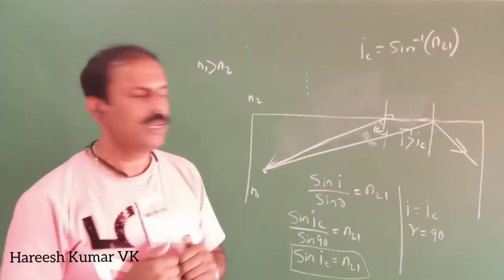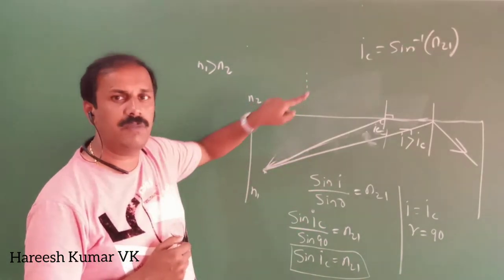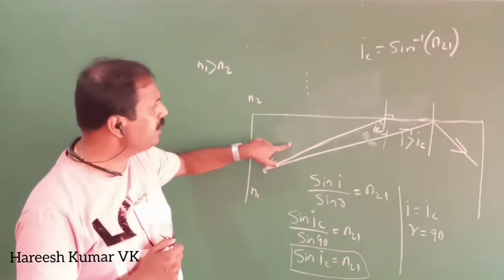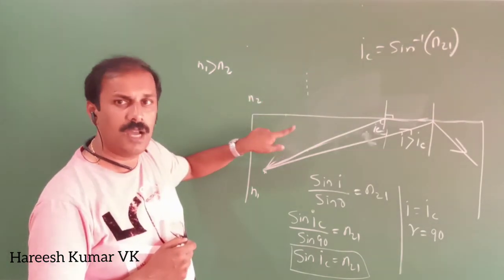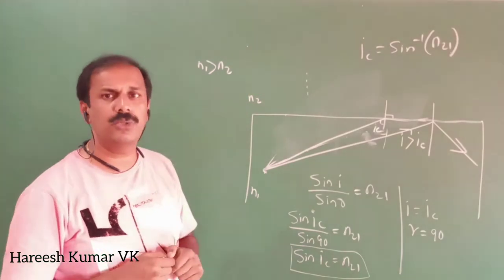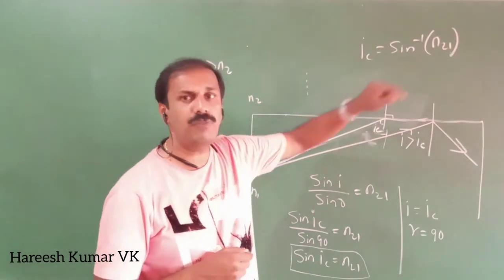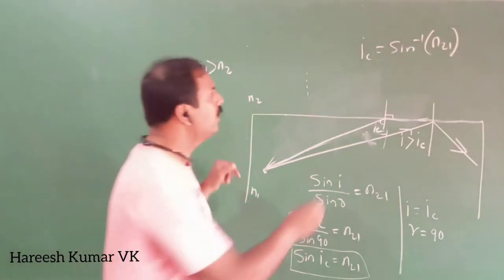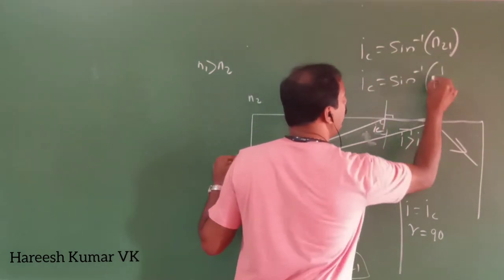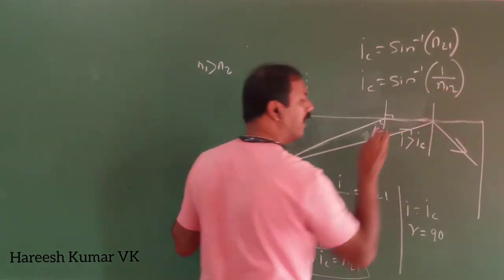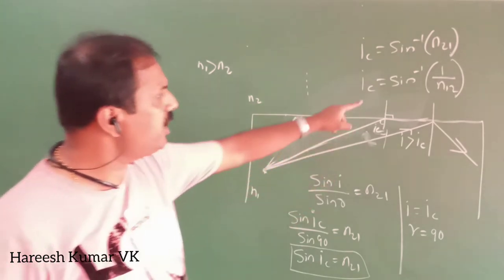Here the mistake comes. See, here n21 means the refractive index of the second medium with respect to the first medium. That is, the second medium is air and the first medium is our glass. So in that case, what you have to do is write IC is equal to sin inverse of 1 by n12, because the value which is given is for the glass, that is n12. So that mistake you should not make.